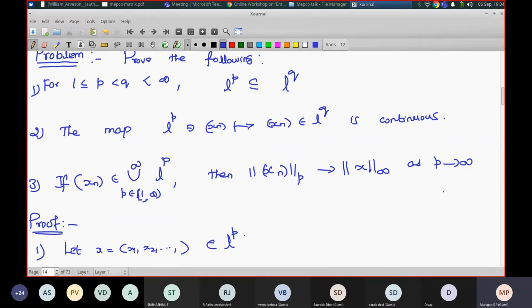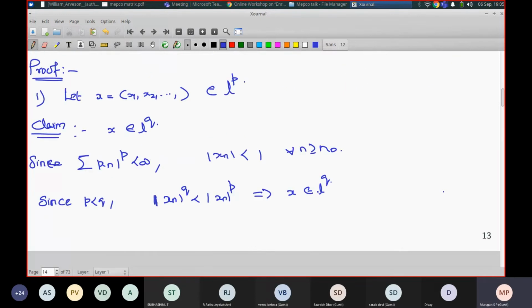You take one element from LP, you need to show that that element is also in LQ. You can take any element in LP, claim x belongs to LQ, right? Since this is a finite quantity, because x is in LP, this implies modulus of xn is less than 1. Why this? Do you have any argument for this?